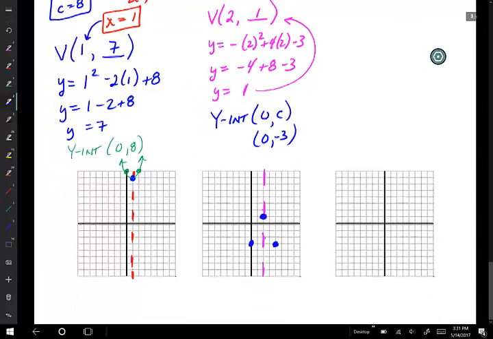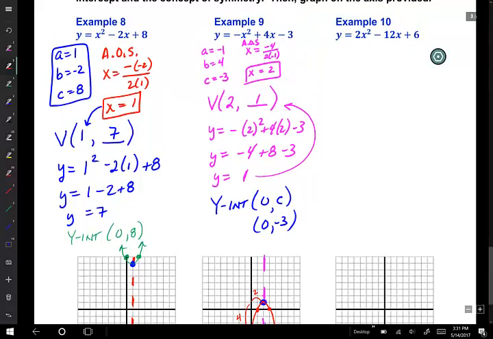The A value is 1, so we're going to fill in our patterns from what we know. Over 1, down 1, over 1, down 1, over 2, down 4. I need you to notice that that 2 and that 4 match up with our vertex and y-intercept point. That's a great check, and that means that you've done this correctly, and it's a great way to check our problem. All right, let's look at our last one.